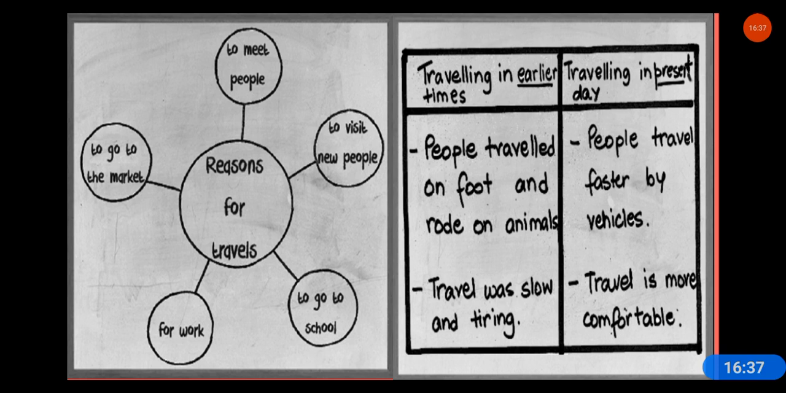Next point is travel in earlier times, right? In earlier times, people traveled on foot, or they rode on animals. Now people travel faster by vehicles. In earlier times, travel was slow and tiring, but now travel is more comfortable than earlier.